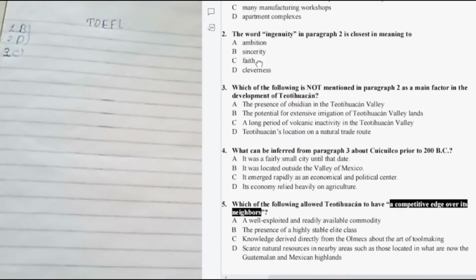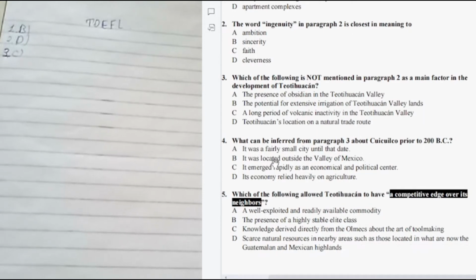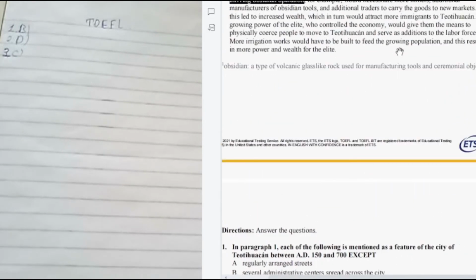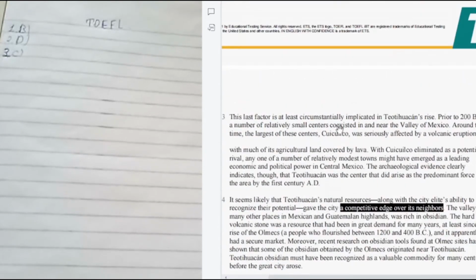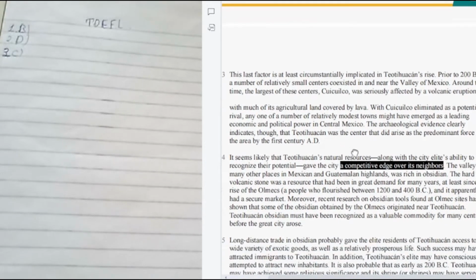Okay, what can be inferred? It was a fairly small city until that date. No, it is not true. It was located outside the Valley of Mexico. Hmm, maybe. It emerged rapidly as an economic and political center. Its economy relied heavily on agriculture.